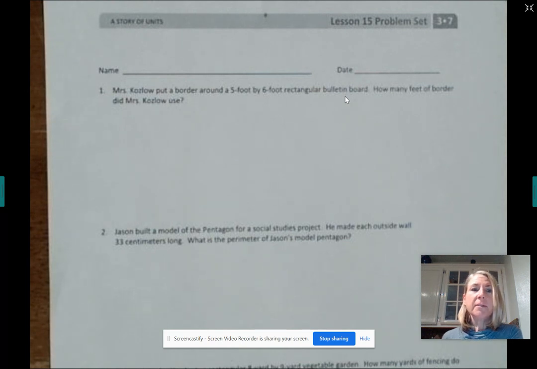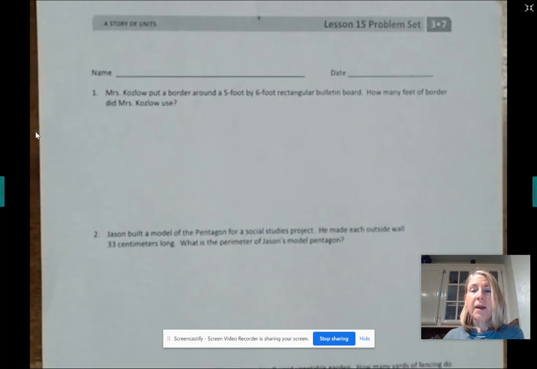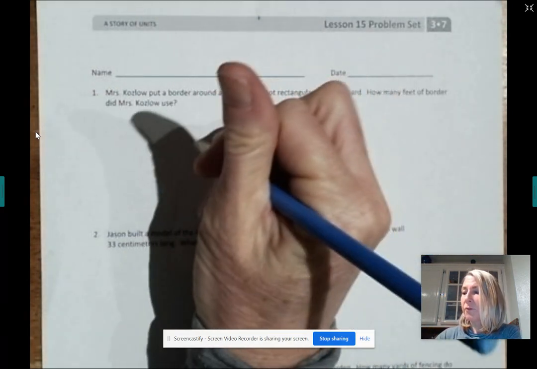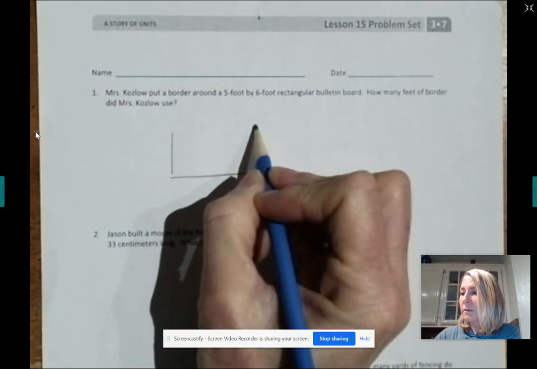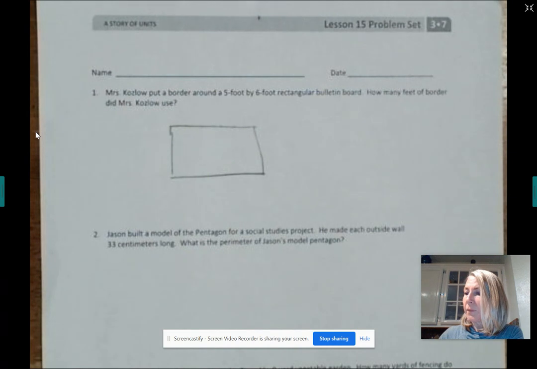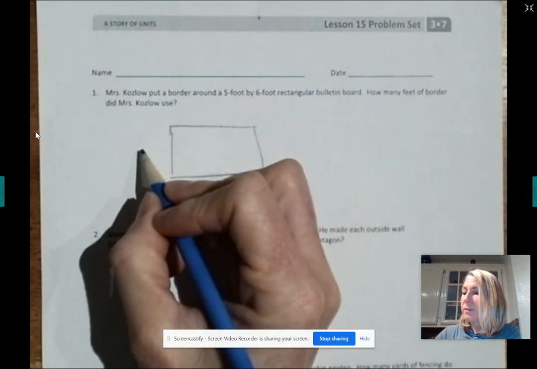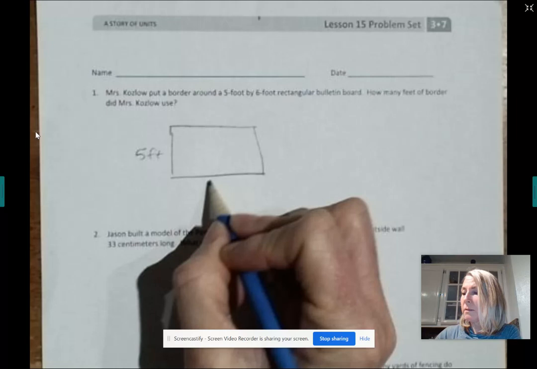So, number one says Mrs. Coslow put a border around a 5 foot by 6 foot rectangular bulletin board. How many feet of border did Mrs. Coslow use? So, this is going to, like some of the ones we found yesterday, feel very area based, right? So, we have a 5 foot by 6 foot rectangular bulletin board. And so make sure you do your labeling.